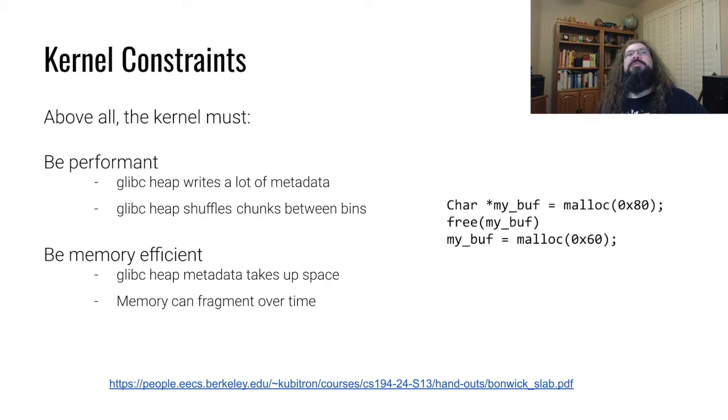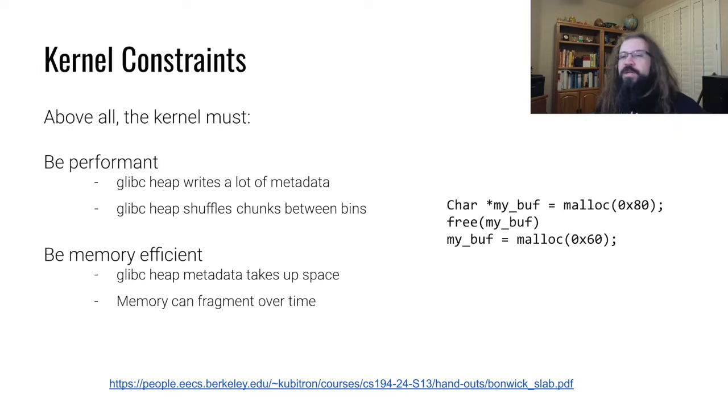Or what happens if I try and malloc something, and there is a free chunk that is large enough, but it's a little bit too large? Well, the glibc heap implementation may break that chunk in two, and then have to sort the second half of the original chunk. Again, that's more work that a different implementation of the heap could otherwise avoid.